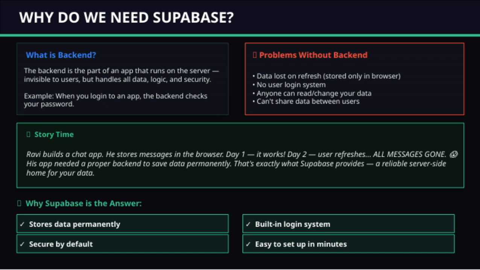The backend is the part of an app that runs on the server behind the scenes. It handles all the data, logic, and security, things users don't see but are essential for a smooth, secure experience. For example, when you log into an app, the backend checks your password to verify your identity. So why do we need Supabase? Because it's the reliable, easy-to-use backend solution that solves these problems. It helps you build apps that are secure, scalable, and capable of handling all your data properly.